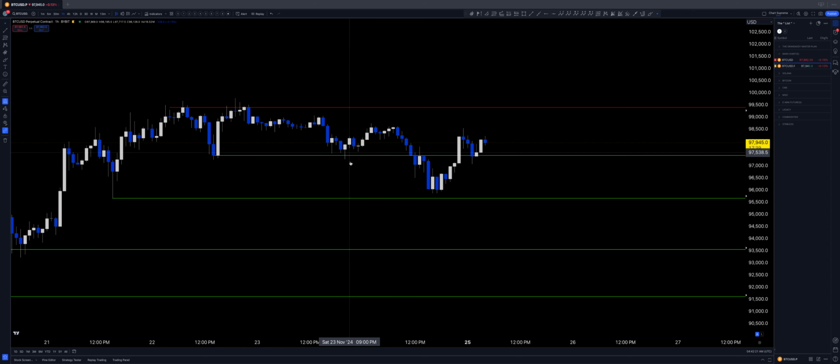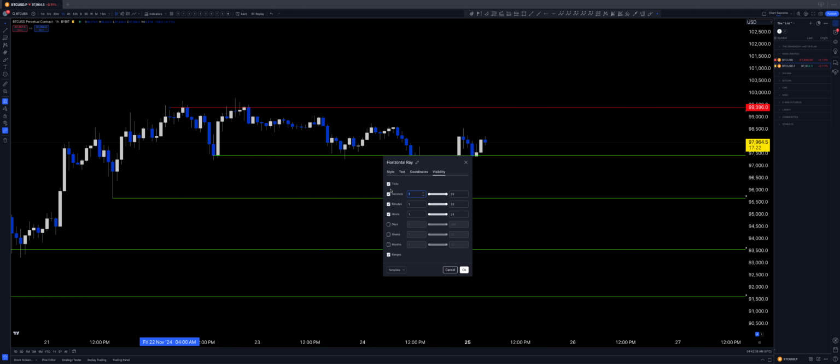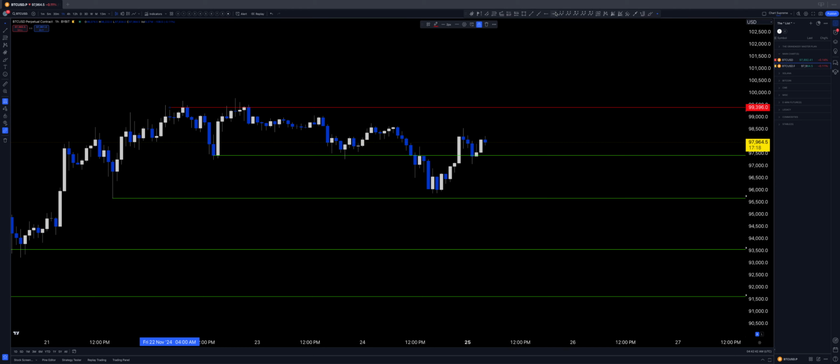So, a lot of people are not familiar with support and resistances, or if they do get familiar with them, they don't really understand how to use them in coordination with time frames. So there's a reason why TradingView has this section here. This is the visibility section. Everything has on and off visibility so that you can take advantage of it.